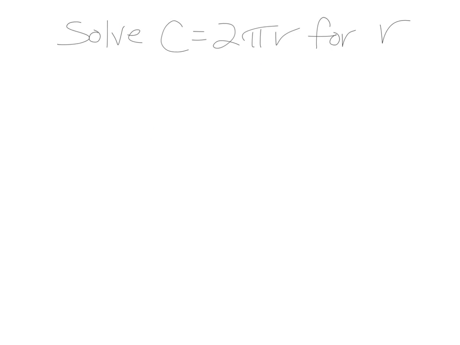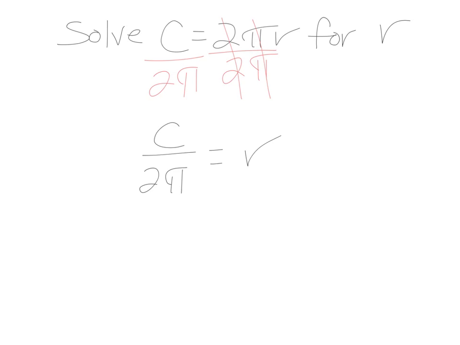And then our last problem, solve c equals 2 pi r for r. The r is being multiplied by both the 2 and the pi, and you can get rid of those at the same time. Since it's being multiplied by 2 pi, we can go ahead and divide by 2 pi all at once. C over 2 pi equals r, and then that one's finished.